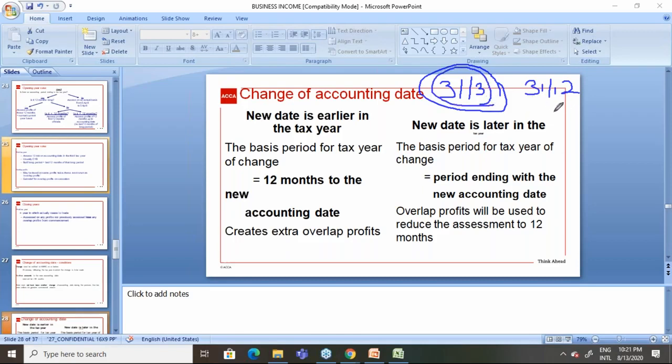So 31st December was actually an earlier date, and the new accounting date is a later date in the tax year. The new date that you have picked is a later date in the tax year. Then you will be able to use some of the overlap profits to bring down your taxable period to 12 months. So let's now look at the answer.